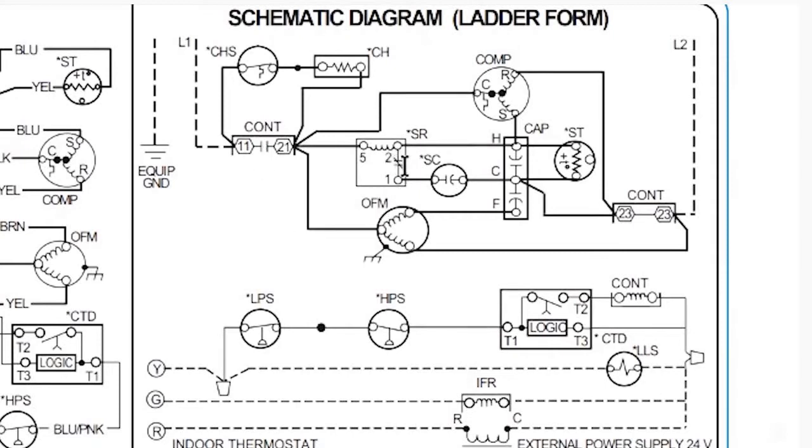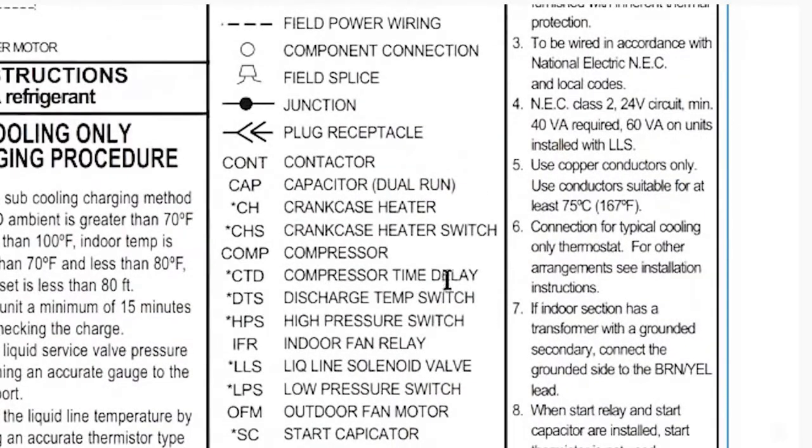You can see that over here on the start relay. This is a hard start kit start relay, and that is a normally closed contact. You see the slash that goes through it. So L1 is coming in here. You'll notice that this setup right here is connected on the line in. So you're going to have constant power going here to this little doohickey. And what is this doohickey? This is the crankcase heater thermostat, CHS. If you go down here, crankcase heater switch.